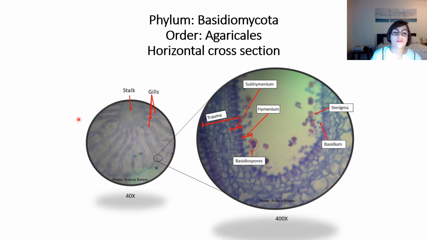This is another cross section, but it is a horizontal cross section. So here we have the trama, subhymenium, hymenium, which is where all the basidiospores develop, the basidium, which is where the basidiospores grow and develop, and the sterigmata, which are the structures that keep the basidiospore attached to the basidium.